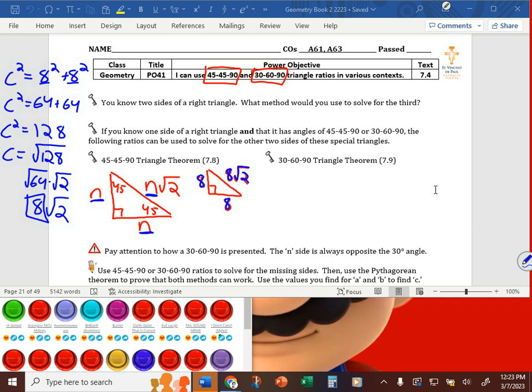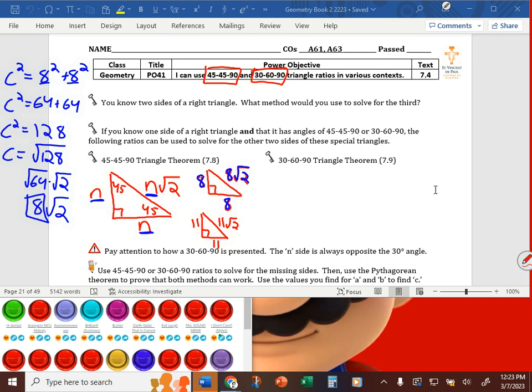So let's do another one here. If I give you another 45, 45, 90 triangle with a leg length of 11, what would the other leg be, Catherine? 11. What would the hypotenuse be, Anthony? 11 root 2. 11 times root 2. Okay.